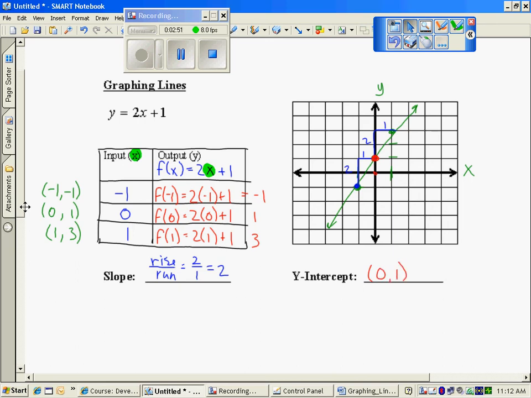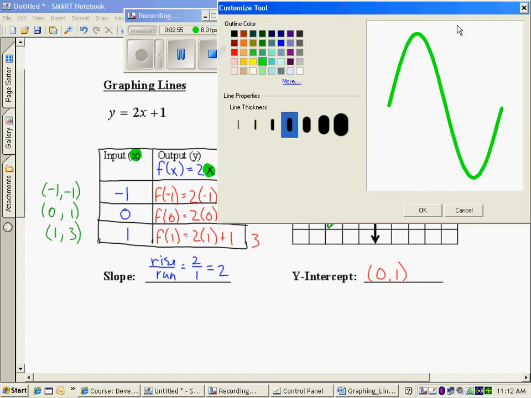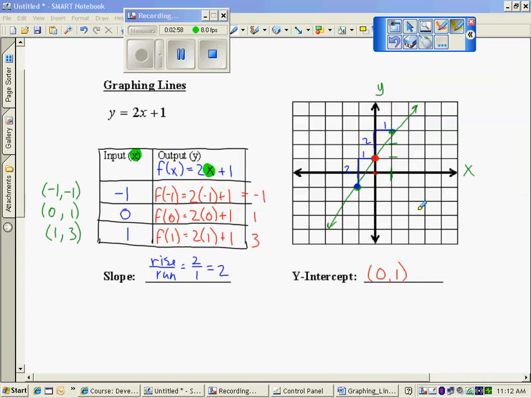Now if we take a look at my equation, what we want to do is see if there's some relationship between the equation and the graph, so I don't have to build this table every time, although this table can be built to graph any equation. If you notice, a 2 is sitting in front of the x. It happens to be my slope. The y-intercept of 1 happens to be this point right here, the y-coordinate.